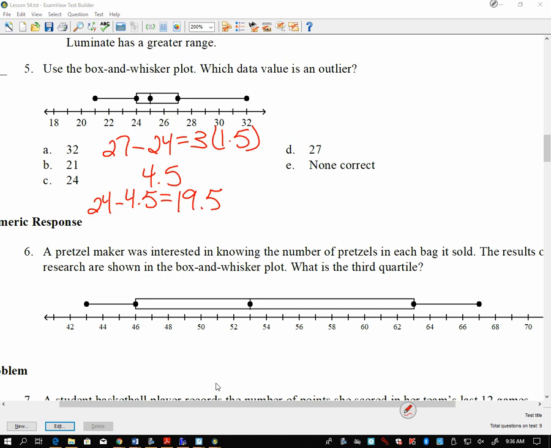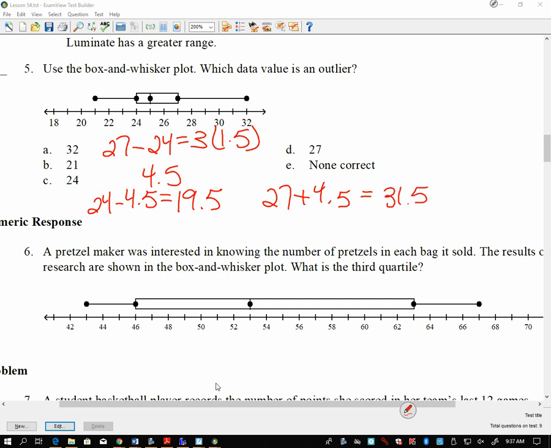What's our Q3? 27. And they add 4.5. Well, what's 27 plus 4.5? What's that? 31.5. Okay?